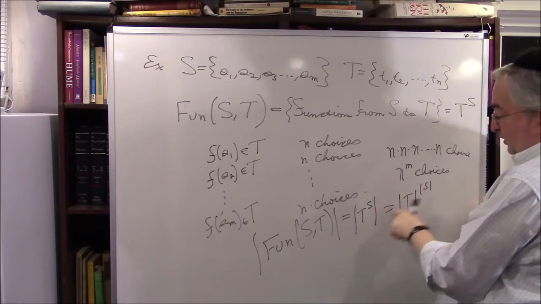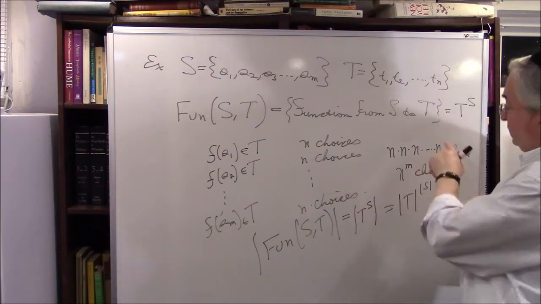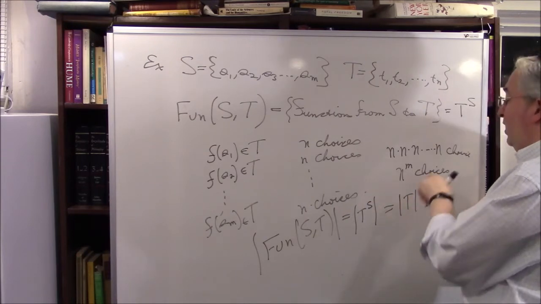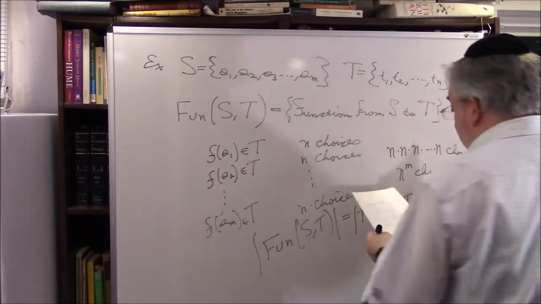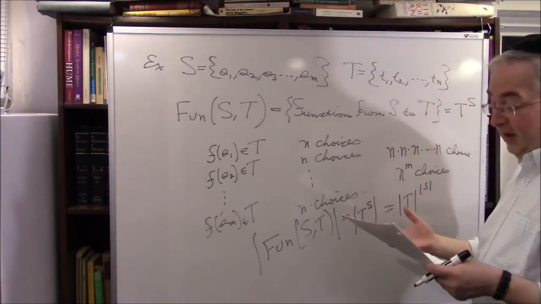Now this looks very pretty. This is very nice. So that's why we use this notation, because the number of elements in T to the S is equal to the number of elements in T to the number of elements in S. So that's very nice. Great.